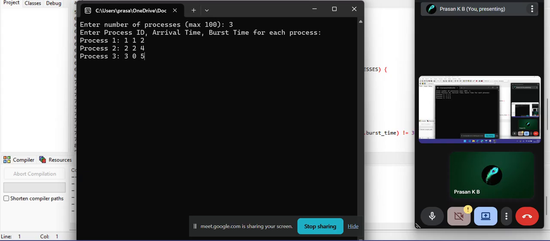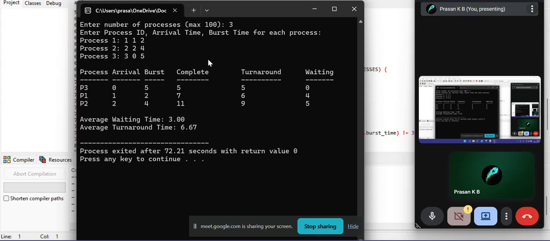Here you can see the arrival time for this is low, meaning it came first because it has 0, so it will be the first. Now we will give enter. Here you can see process P3 came first because it has arrival time 0, and P1 is 1, P2 is 2, and its burst times are 5, 2, 4, and the completion times are 5, 7, 11, turnaround 5, 6, 9 and waiting 0, 4, 5. Average waiting time is 3, average turnaround time is 6.67. Yes, the code ran successfully.